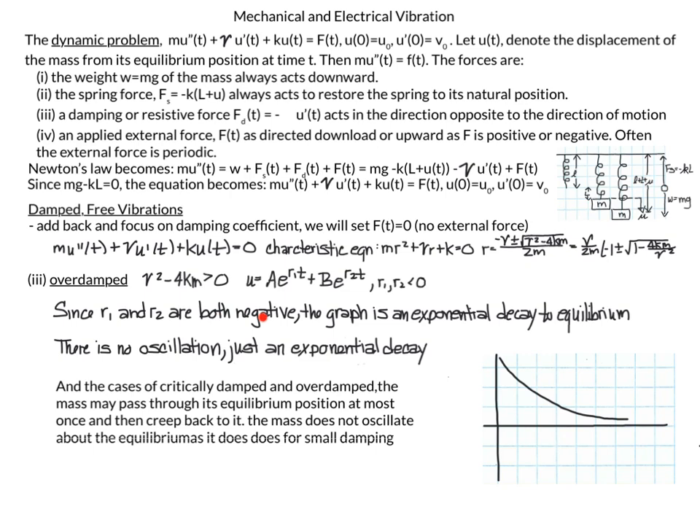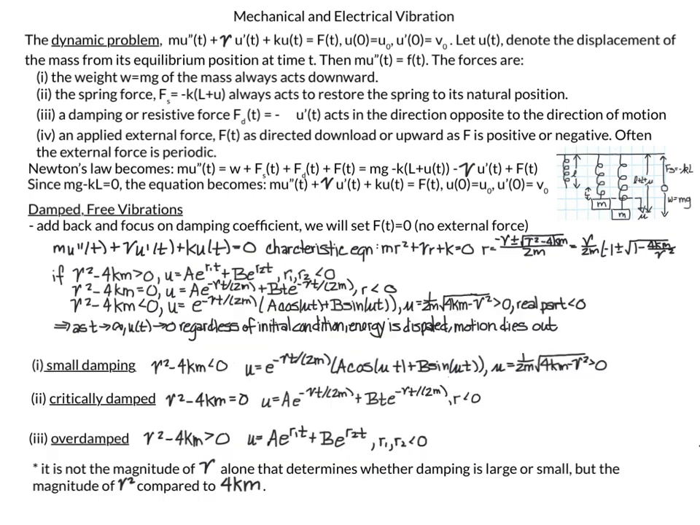Since r1 and r2 are both negative, the graph is an exponential decay to equilibrium. It's a straightforward decay. There are no oscillations, no sines, no cosines, nothing else. It's just a decay, which is why it's fairly easy. In the case of critically damped and overdamped, the mass may pass through its equilibrium position at most once and then creep back to equilibrium. The mass does not oscillate about the equilibrium as it does for small damping. And that's all we're going to say for now for overdamped.